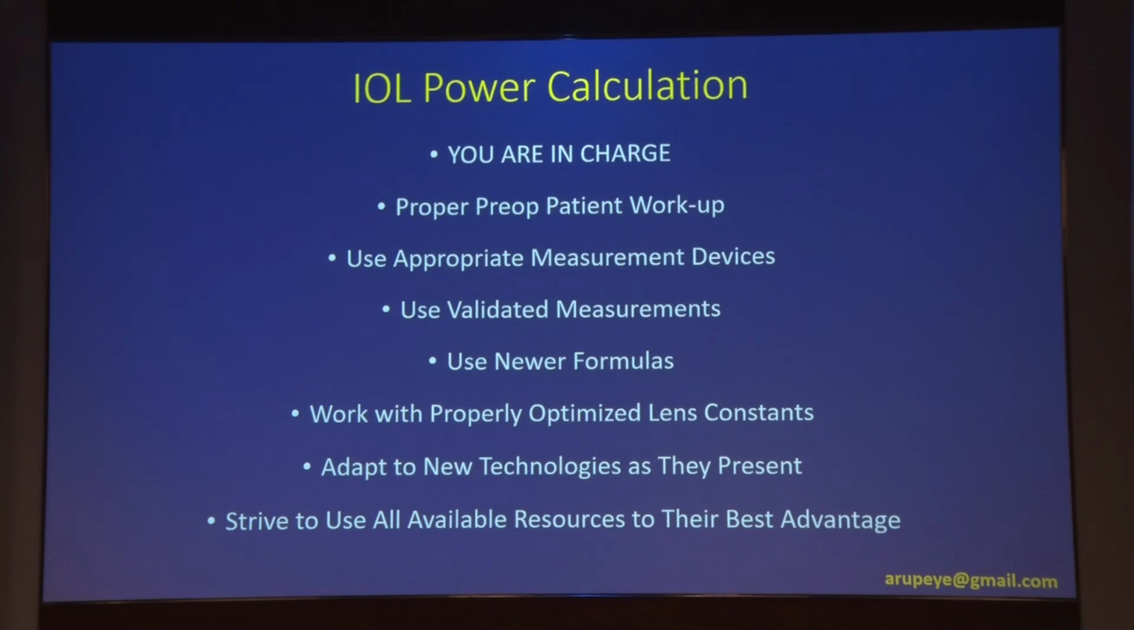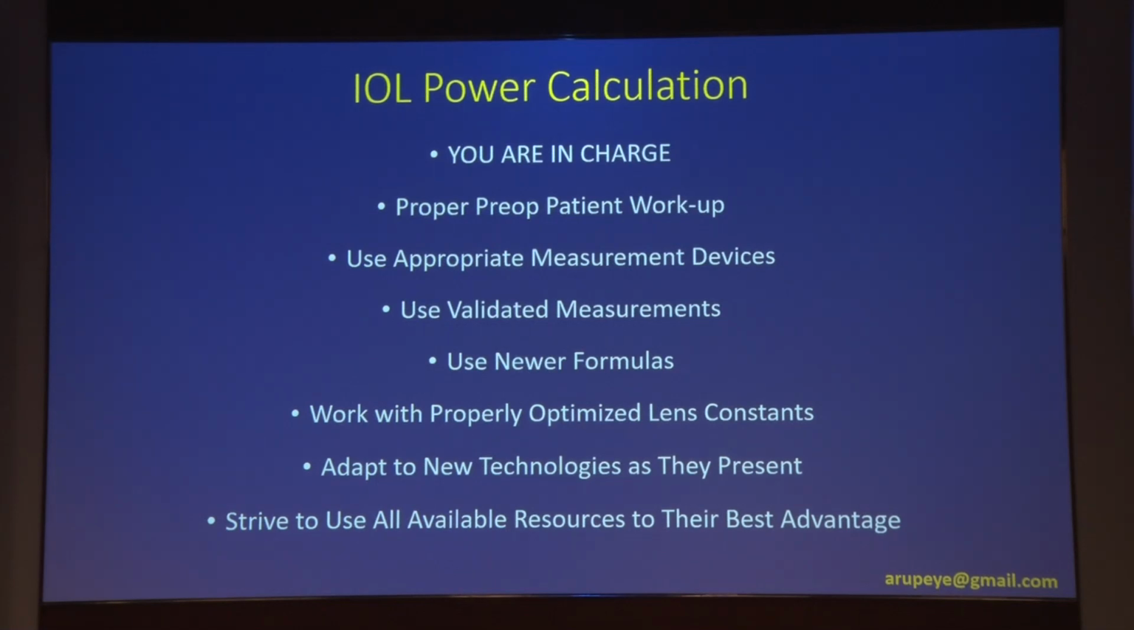So friends, in summary, as far as IOL power calculation is concerned, please remember, you are the boss. If something goes wrong, ultimately you are held responsible, so it is your responsibility to ensure that all precautions have been taken and a proper workup has been done. Use appropriate measurement devices depending upon the setup that you practice. Use validated measurements. Wrong measurements, doubtful measurements should be deleted and the eye should be remeasured. Use the newer formulas. Work with properly optimized lens constants.